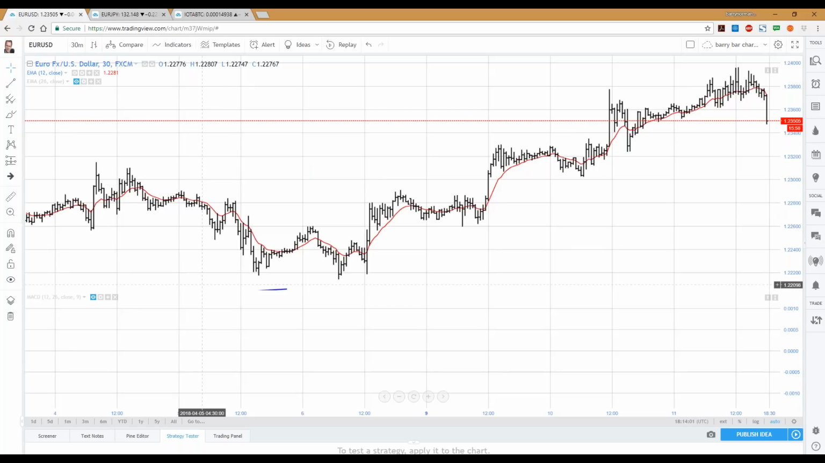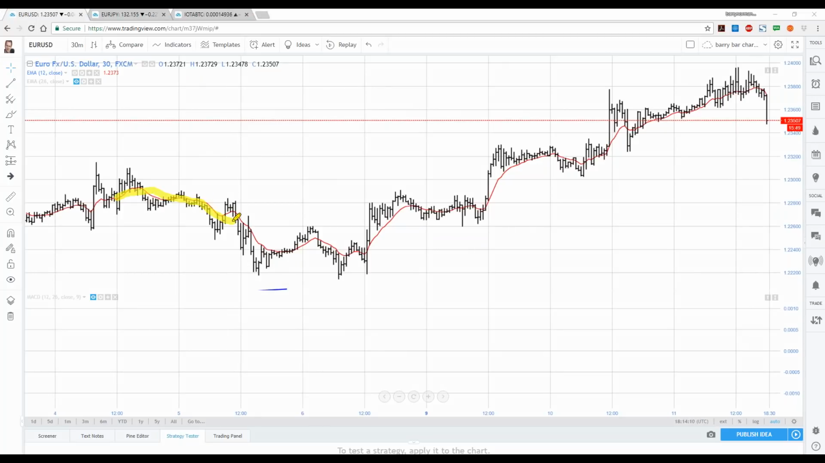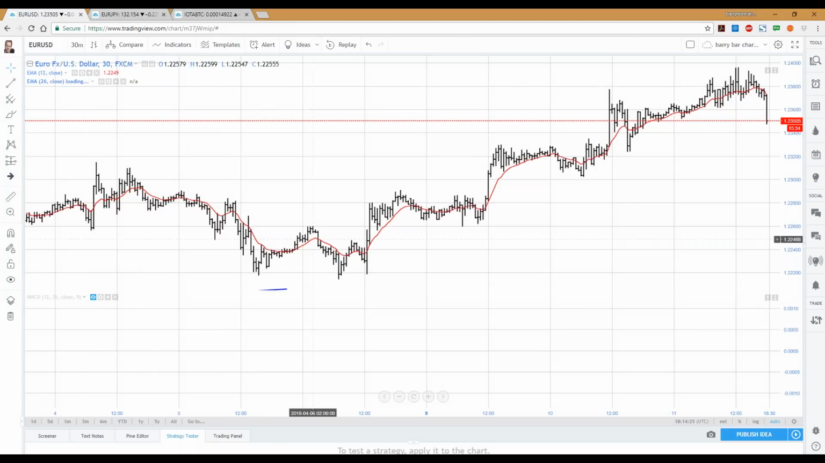I put it in red so it's easily visible to you, and it's just a 12-period simple moving average, or EMA actually, of the euro US dollar. Put on a chart, nothing complicated, really pretty basic. And then we put on the chart a 26 EMA, a 26-period moving average, and I put that one in green for you.